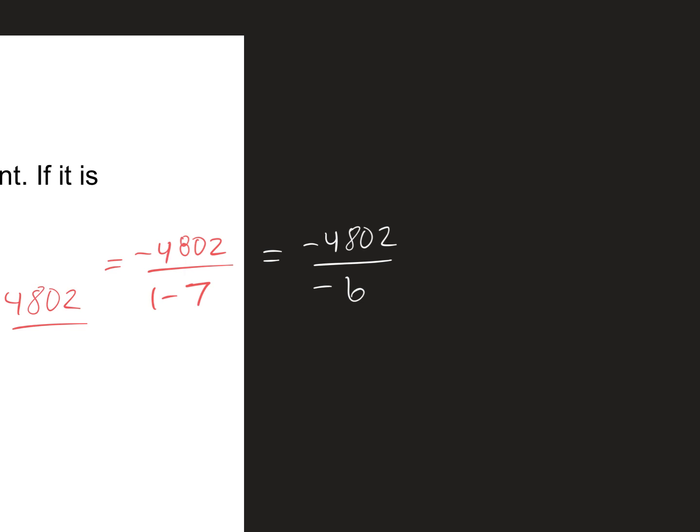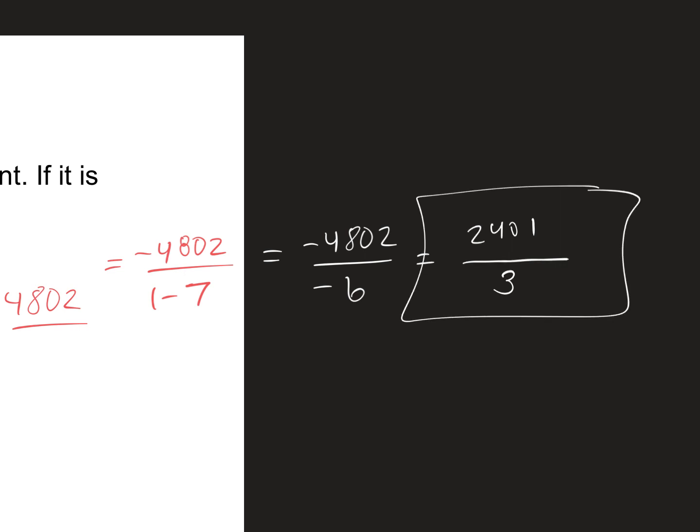Do I get something pretty? No. So since I don't get anything pretty, I'm just going to simplify. Like you just told me, a negative divided by negative is a positive. Perfect. What number goes into both 6 and 4802? 2. So what's 4802 divided by 2? 2401? Okay, so 2401 divided by 3. There you go. Perfect.